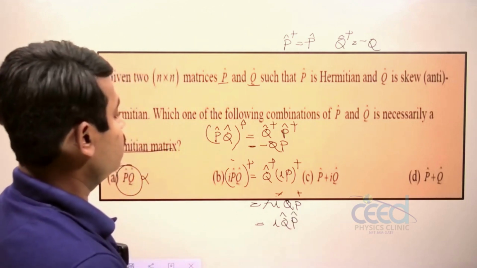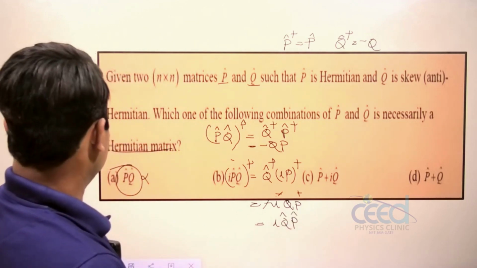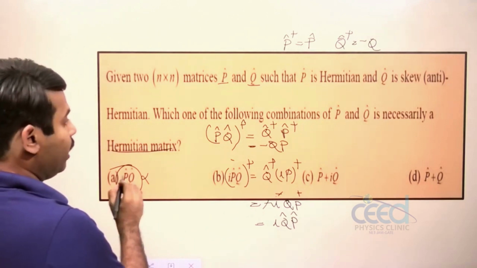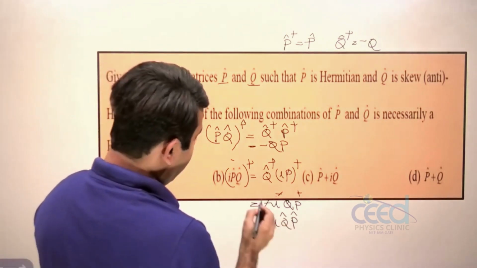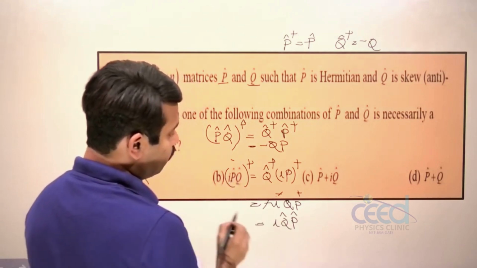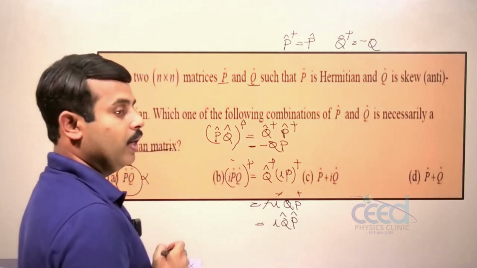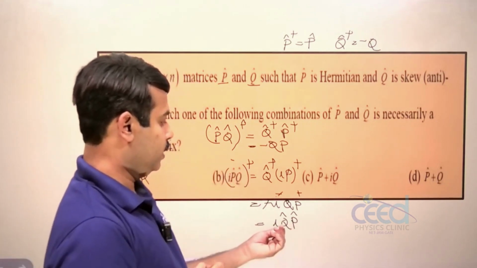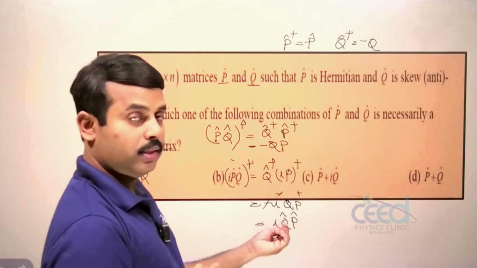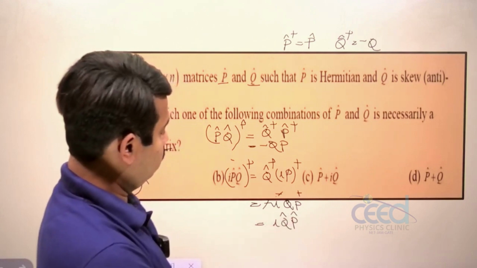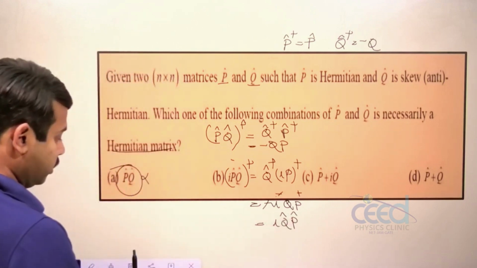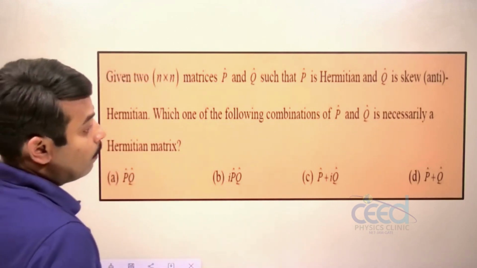So that means we are not getting P cap Q cap, right? If I get I P cap Q cap, it means it is Hermitian. This order is changed. Q cap came first, right? All right. So this is not a Hermitian, right?